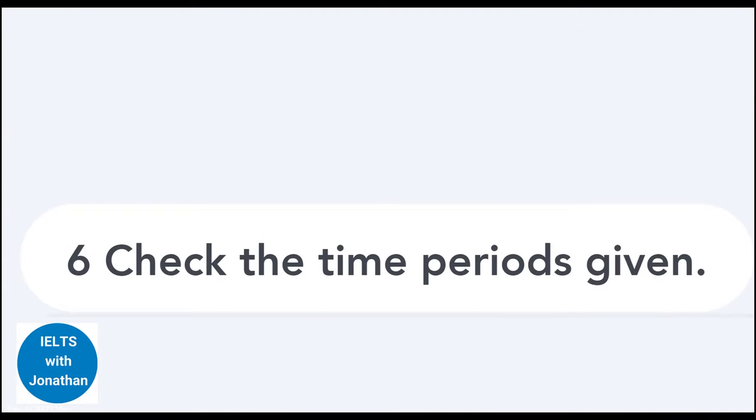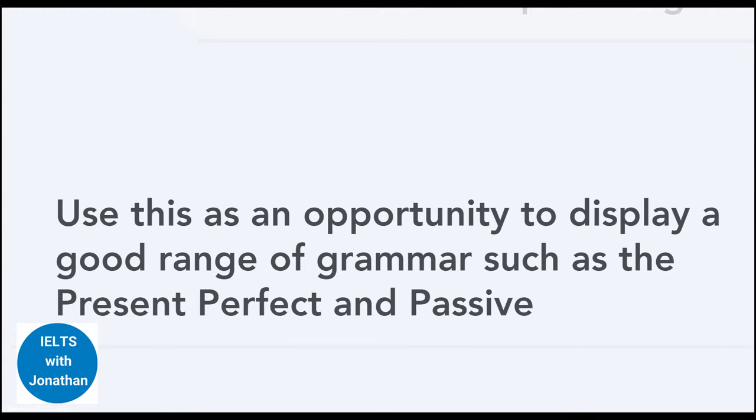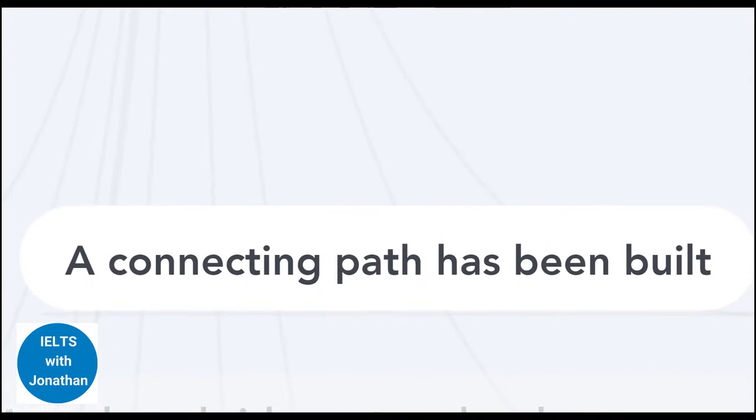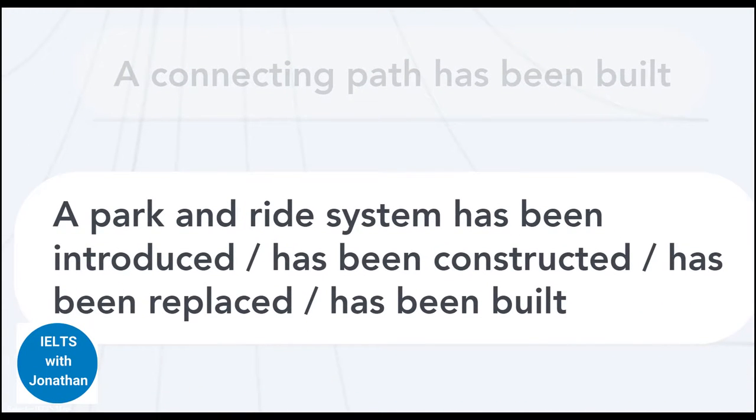Number 6. Check the time periods given and use this as an opportunity to display a good range of grammar such as the present perfect and passive. A connecting path has been built. A park and ride system has been introduced, has been constructed, has been replaced, has been built.